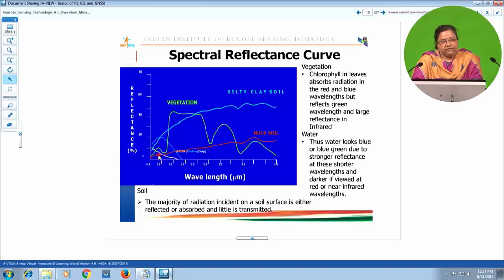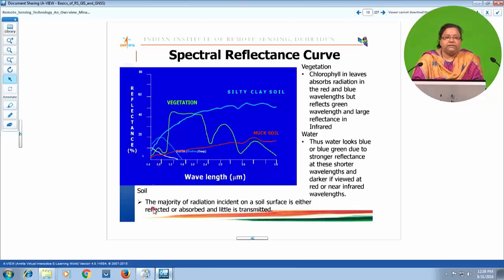Water does not reflect infrared at all. The water reflects in the visible range, mainly in the blue and the green region, and we see water blue because of the strong reflectance in this portion of the electromagnetic spectrum, and it will be darker in the higher wavelengths, that is red and the near infrared, where we have no reflectance also.